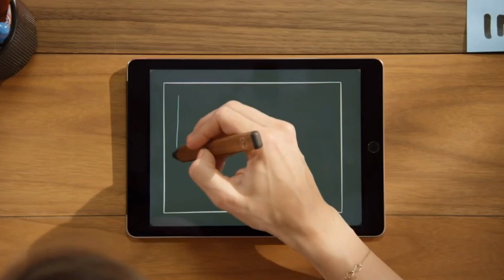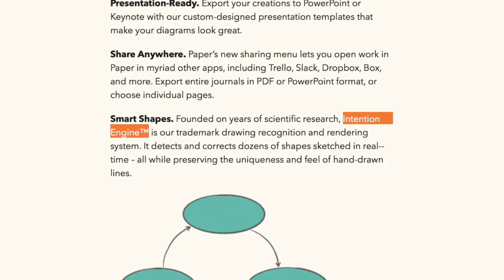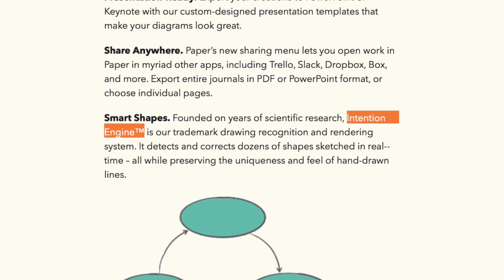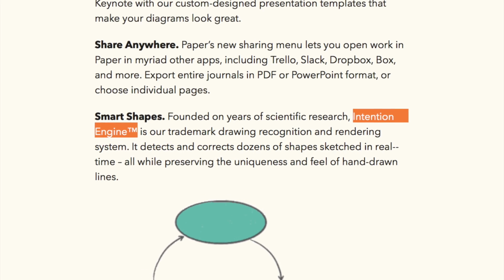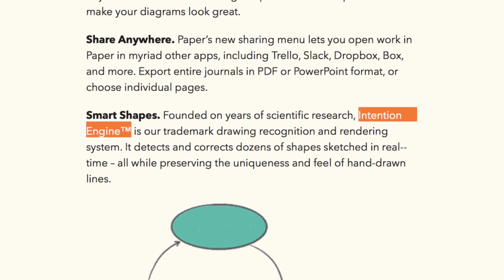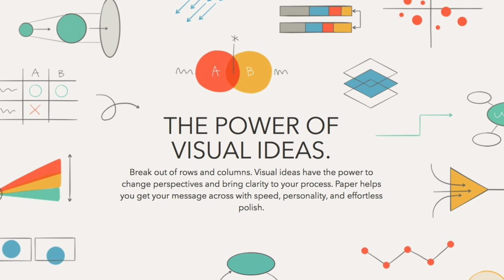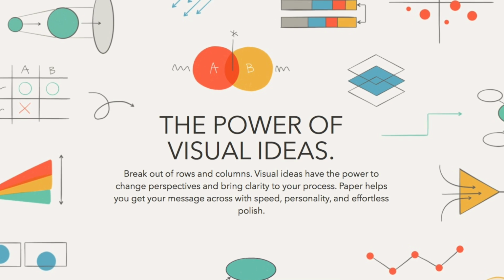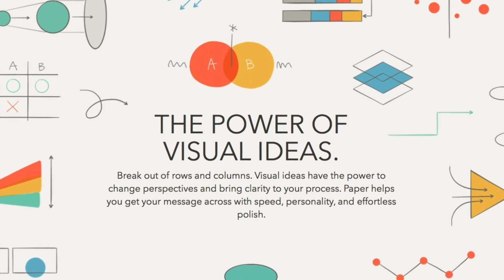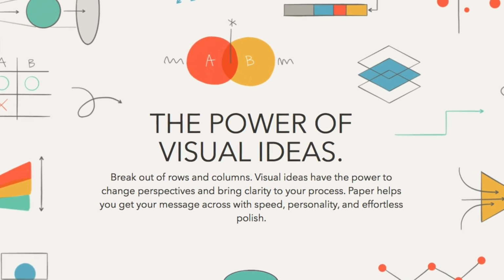ThinkKit uses FiftyThree's trademark drawing recognition and rendering system called Intention Engine, which detects and corrects dozens of shapes sketched in real time. This is an interesting move for the app, which looks at enticing users beyond illustrators and artists and towards more of a business demographic.